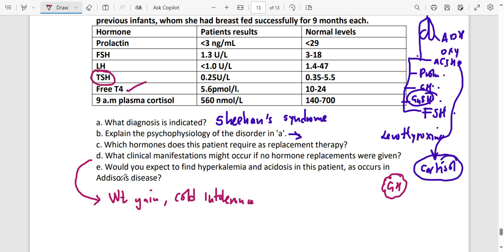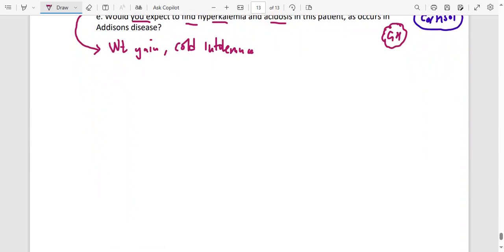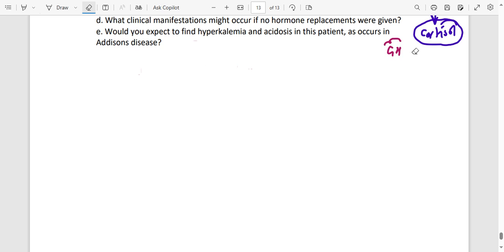That's the cause. Next question: would you expect to find hyperkalemia and acidosis in this patient, as occurs in Addison's disease? Because Addison's disease is also a condition where I've got low cortisol. And even in this condition, we don't have low cortisol, but we still have the effect on the gland that helps to produce cortisol. So do you expect to find hyperkalemia and acidosis? Anyone?